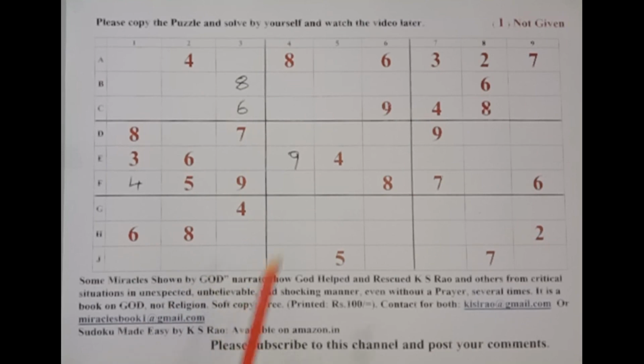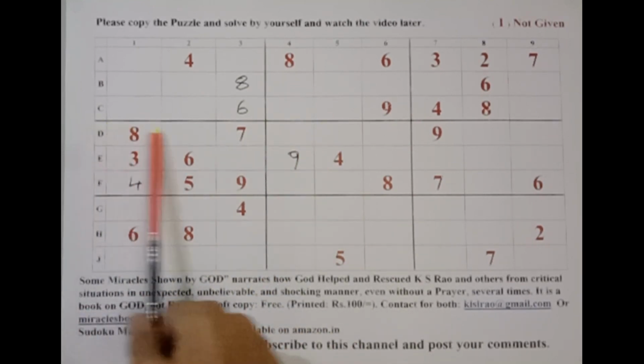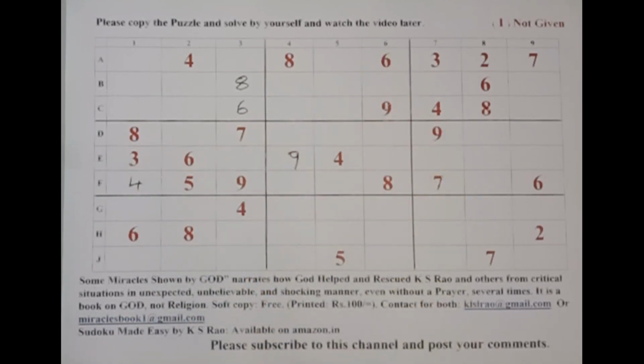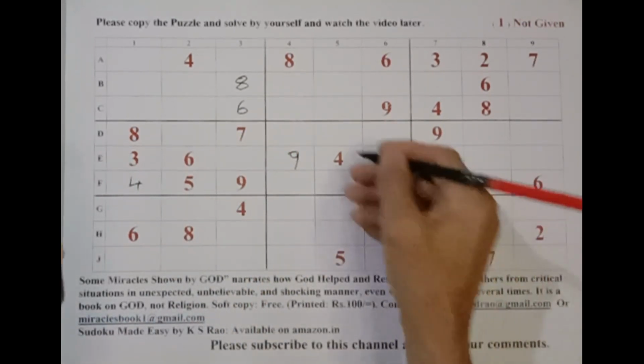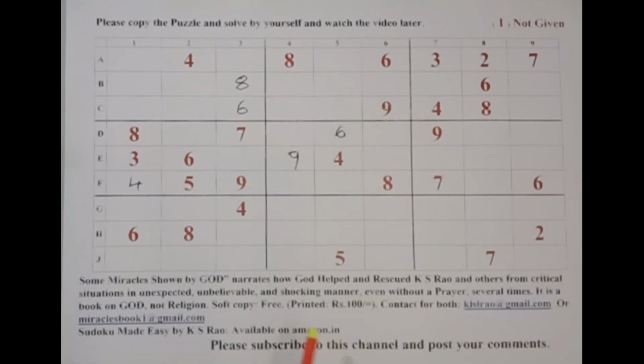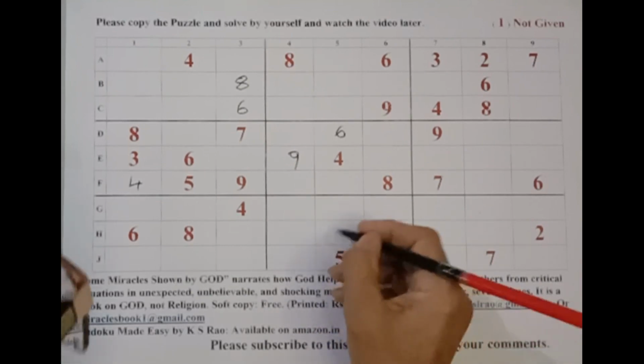Okay, so let us look at row D. Here also we got 8 and 9 there. Therefore, we can write number 6 here. Okay, and then here row H. Here we have got 6 and 8. Therefore, we can write number 9 here.